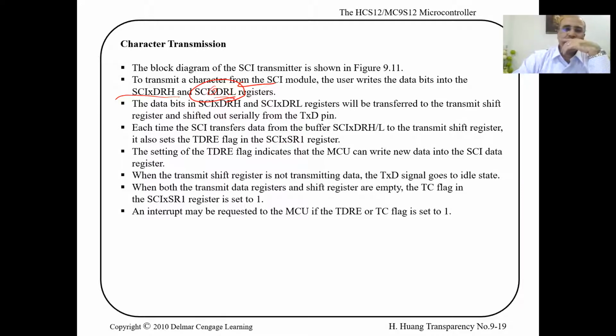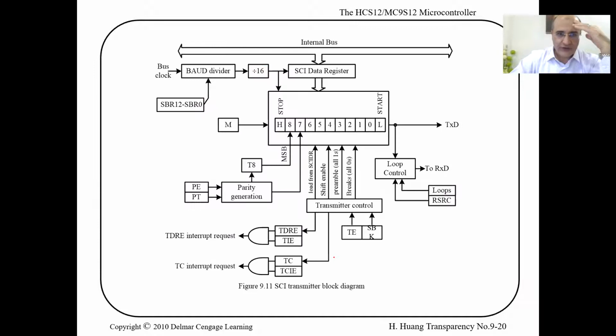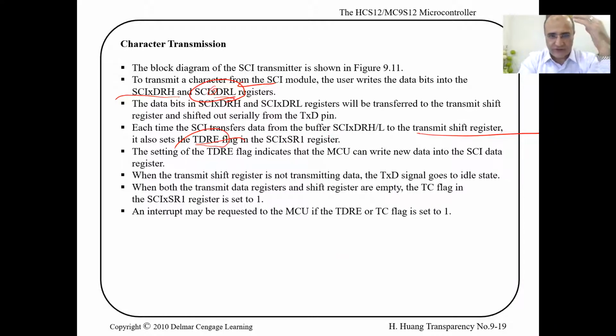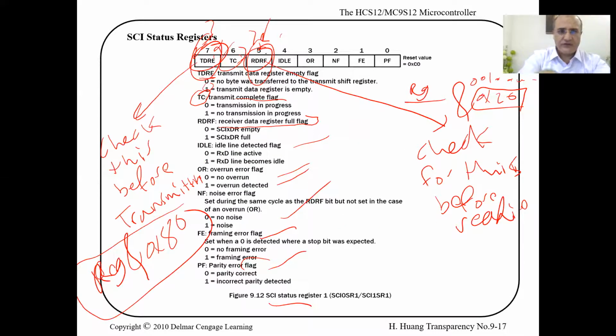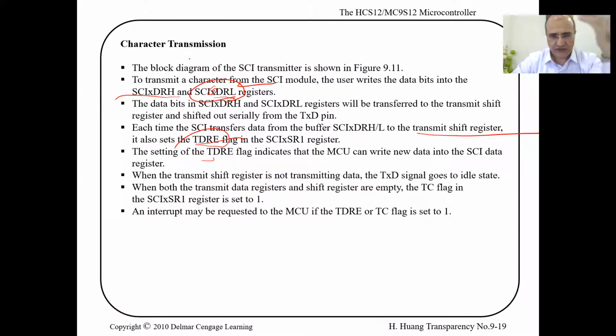And we talked about these. We need to wait for the transmit data register empty flag to be raised before being able to shift another thing out. And we need to wait for the read flag. We just saw over here, the data receive, these two, read and transmit. Before reading, we need to check for this one. Before transmitting, we need to check for this one. This is what it's saying on the slide.